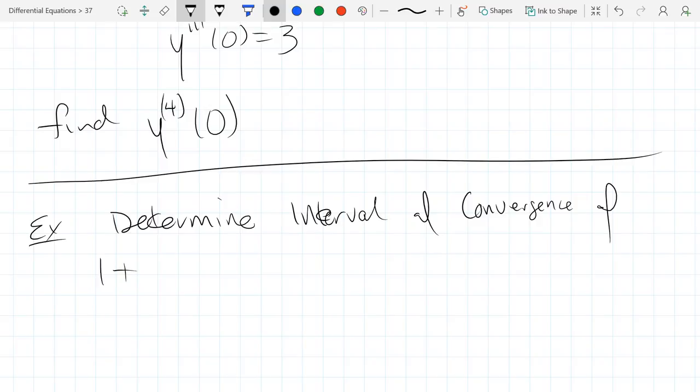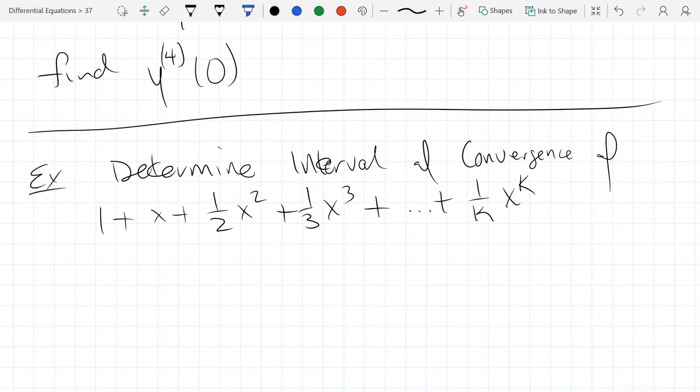Of 1 plus x plus 1 half x squared plus 1 third x cubed plus, so this pattern will be 1 over k times x to the k. Although the first term doesn't fit this pattern, the rest of them sure do. And plus, keep going.